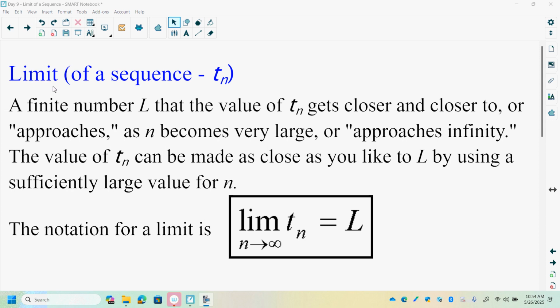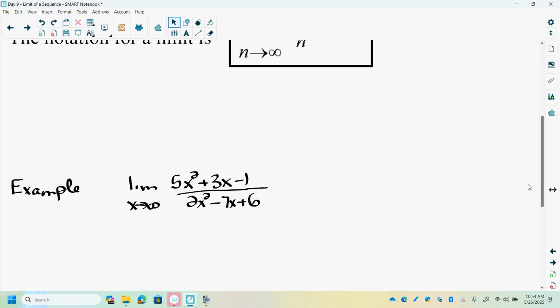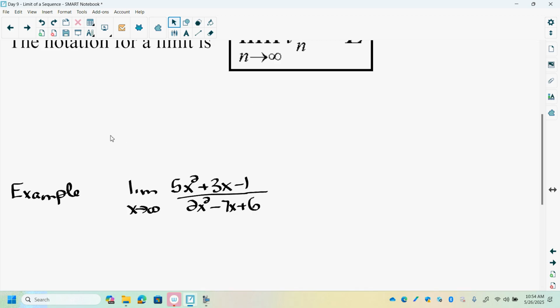Today's lesson, we are going to talk about the limit of a sequence, Tn. So we're still in our series and sequence unit. We already know how to calculate a limit. More importantly, we're going to look at limits as x approaches infinity.